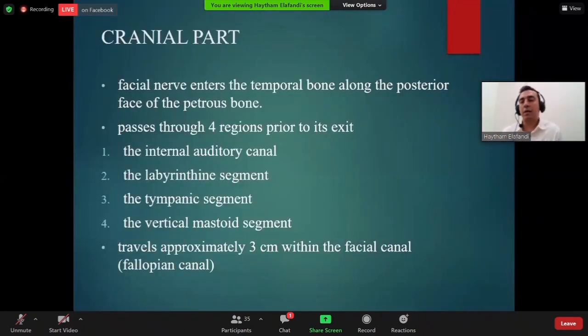Now, after the intracranial part, it will enter into the cranium, into the bone, to pass into a canal called the fallopian canal. This is the cranial part. The facial nerve enters the temporal bone along the posterior face of the petrous bone, passes through 4 regions. The 4 regions are the IAC, internal auditory canal, then the labyrinthine segment, then the tympanic segment, then the vertical mastoid segment. This part length is approximately 3 centimeters, and it passes within the facial canal called the fallopian canal.